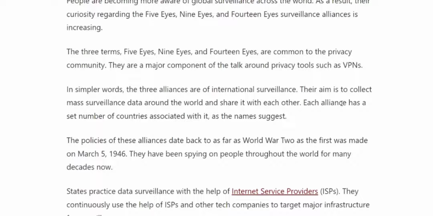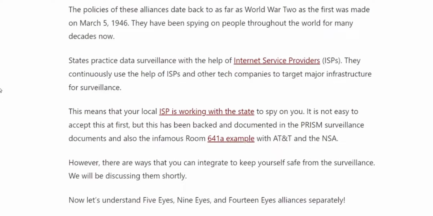So spying is a really strong term, and I'm sure a lot of that is going on, but I think a more accurate term would be surveilling, which I guess could mean the same thing depending on how you look at it. State practice data with the help of internet service providers. They continuously use the help of ISPs or other tech companies to target major infrastructures for surveillance. This means that your local ISP is working with the state to spy on you. Again, spy is a strong way to phrase it.